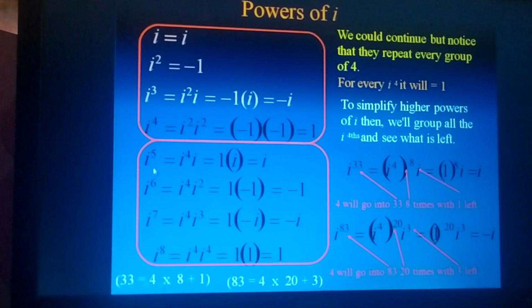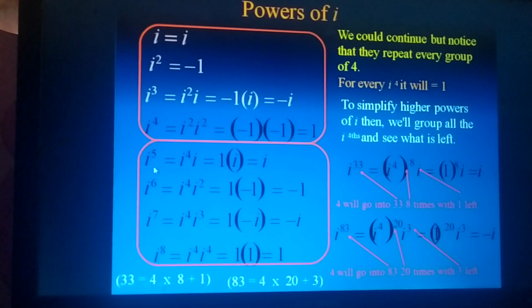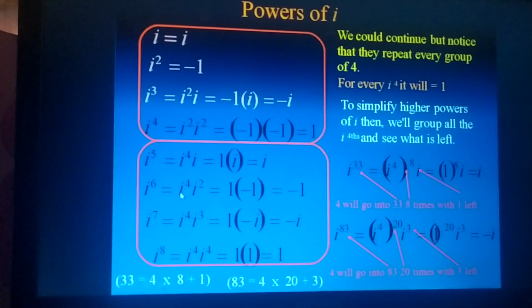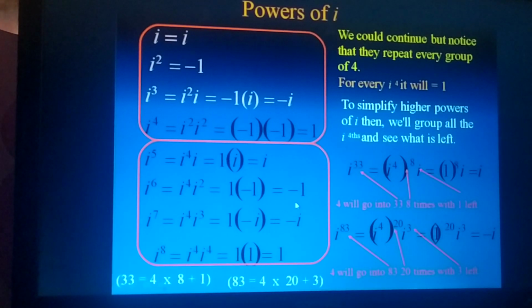Let's see i raised to 5. i raised to 5 is equal to i raised to 4 into i. We have the value of i raised to 4, which is 1. So 1 into i is i. i raised to 6 can be written as i raised to 4 into i square. i raised to 4 is 1 and i square is minus 1, so it is minus 1.